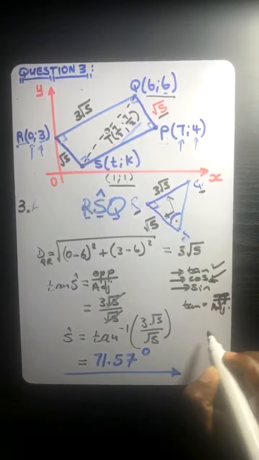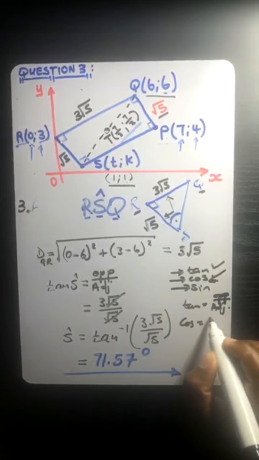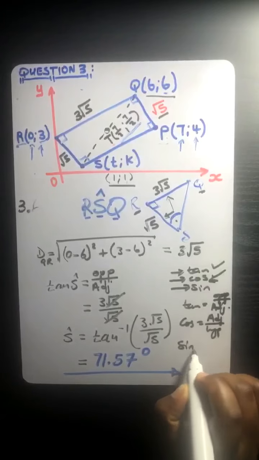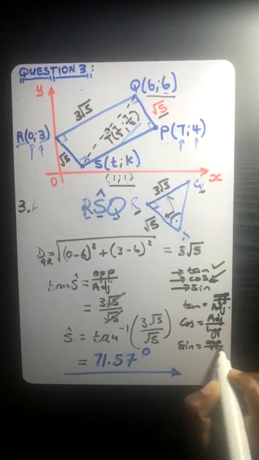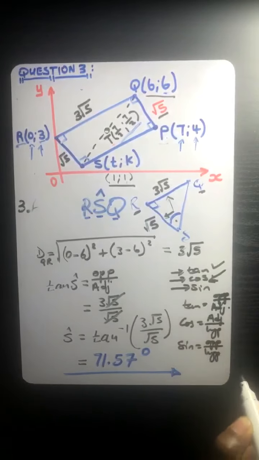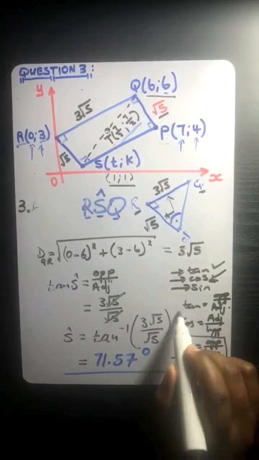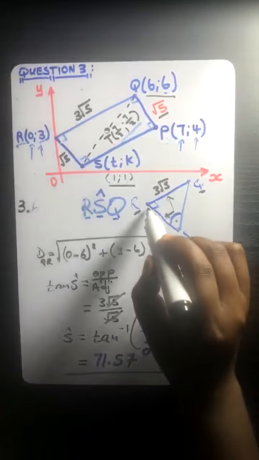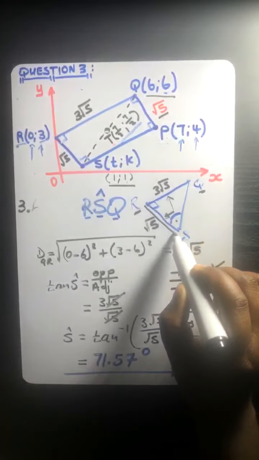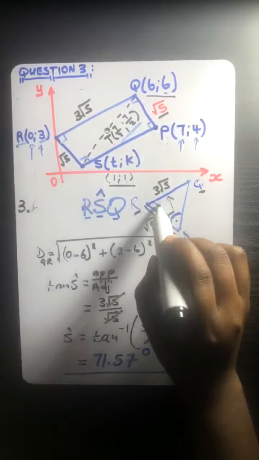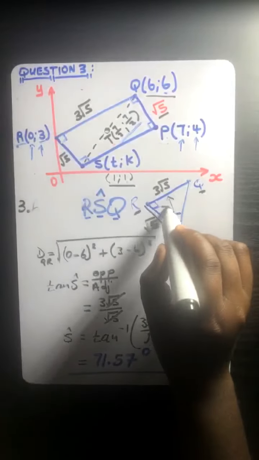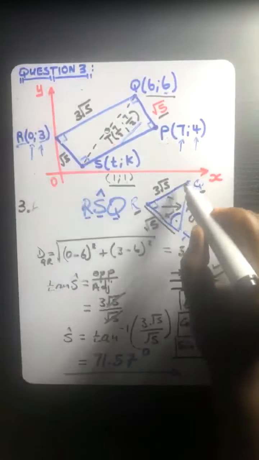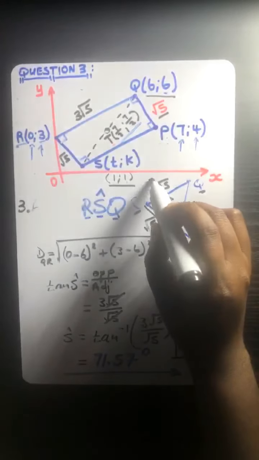over adjacent, and then cosine is adjacent over hypotenuse, and then sine is opposite over hypotenuse. So can you see? You just need to know which side is which. In this case, this side is called adjacent because it is the side next to the angle and the 90 degree angle. The side which is opposite to 90 degrees is called hypotenuse. And then this one opposite to the angle is called opposite.